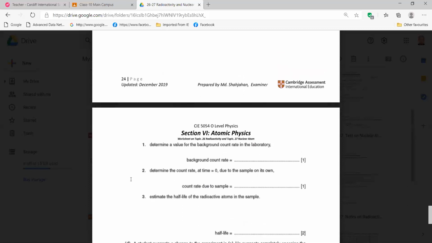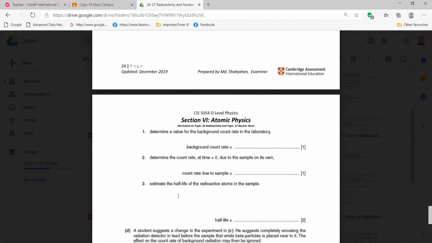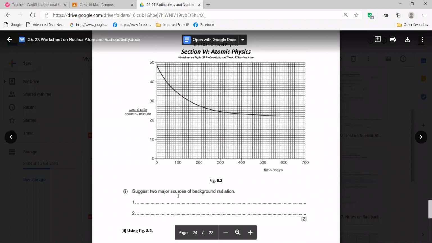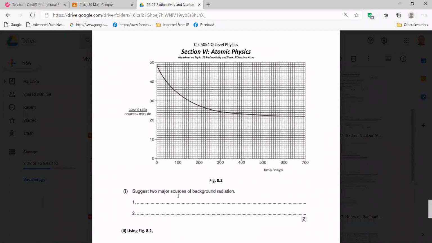Okay, sir. So we are going to find the half-life, and Adnan, Aisha, Azmain, you will help us to get the answer. Estimate the half-life of the radioactive atoms in the sample. From the graph we can get it. How will we get the half-life? Can anyone give any idea?